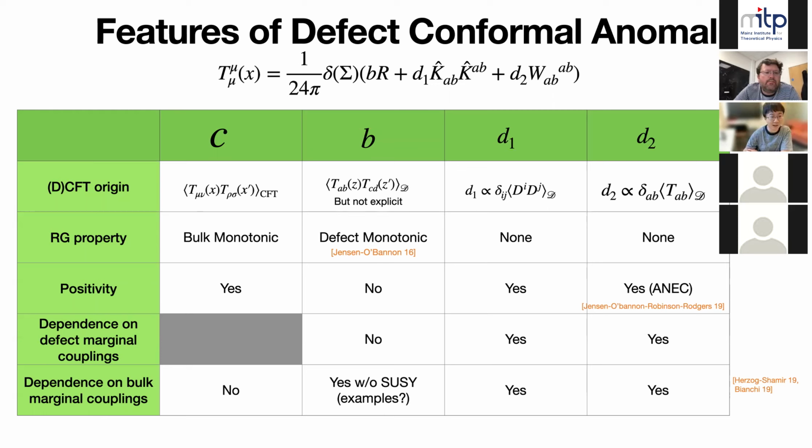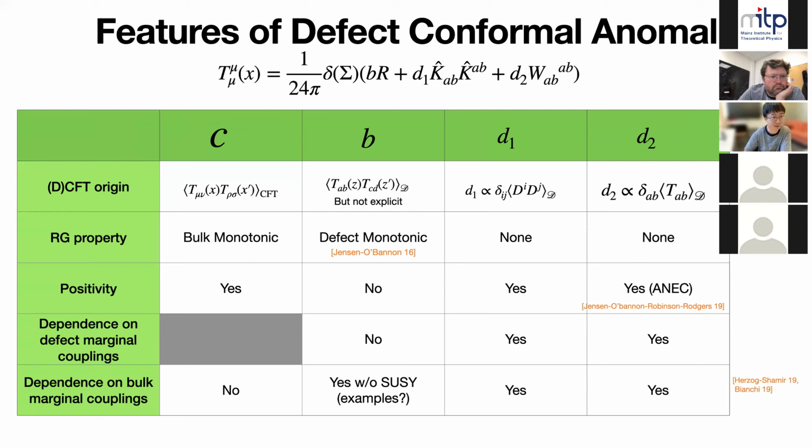Okay. And if you look at their properties under RG flows, they also have various different behavior. For example, the C is known to be a monotonic function under bulk RG flow. And similarly, for the B function, it was proven by Kristen and Andy that it also satisfies similar monotonic behavior. On the other hand, the D1 and D2 coefficients do not have such a property. That's not surprising because these are extrinsic anomalies and they're not giving some counting of intrinsic degrees of freedom, so intuitively we don't expect such a monotonic property for these D anomalies.